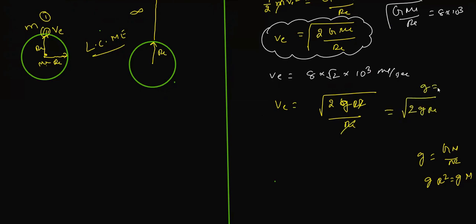G value is how much? 10 meter per second square, sir. RE value is how much? RE equal to 6,400 kilometers, sir. If you substitute these both values now, VE equal to how much will we get? VE equal to 11.2 kilometers per second. Means if you project any object at 11.2 kilometers per second, it will escape from the Earth's surface without getting influenced by gravitation.